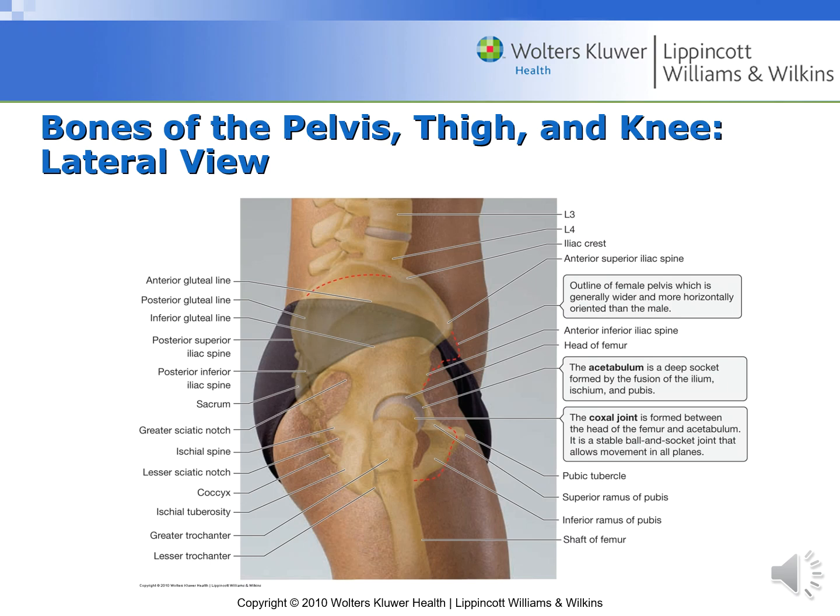We also see the pubic tubercle, the superior ramus of the pubis, the inferior ramus of the pubis, and the shaft of the femur.